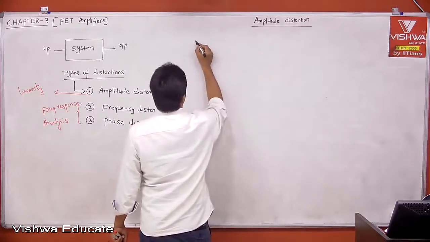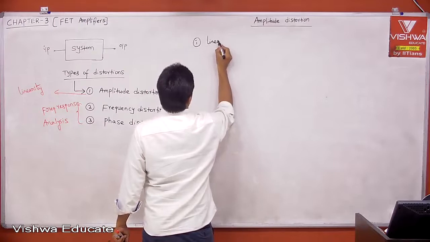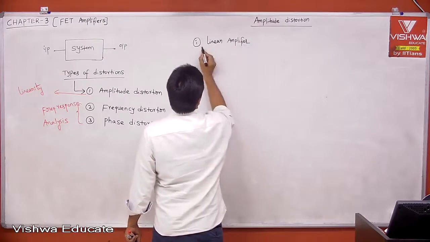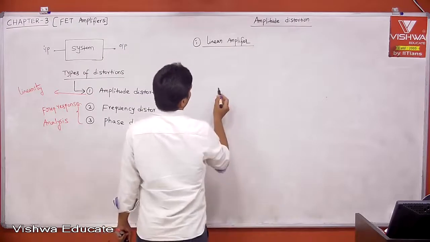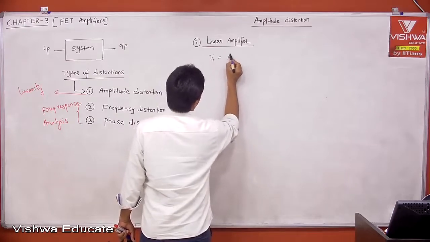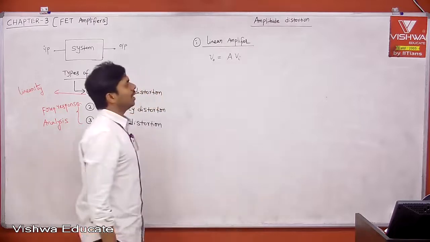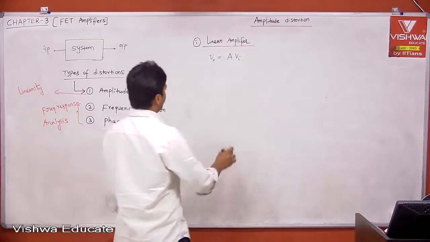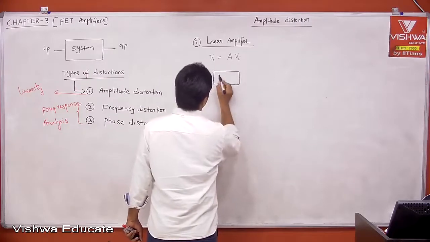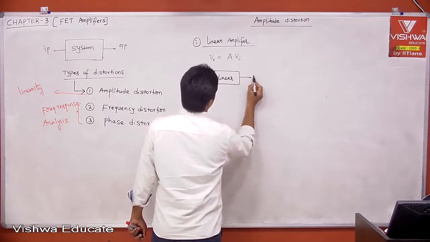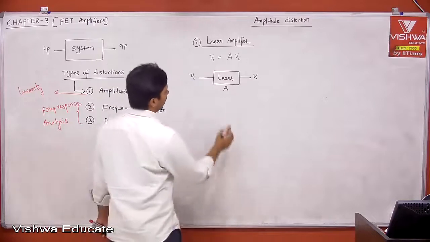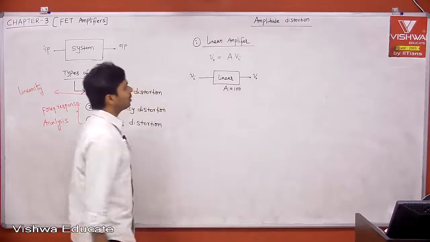Now, let me take case 1, linear system or linear amplifier. Example, a linear amplifier and a non-linear amplifier. What do you mean by linear amplifier? Don't write anything. What is the equation which is supporting linearity between input and output? Can I say V0 is equal to A into Vi? For your understanding, let me take A is equal to 100. This is nothing but a linear system or linear amplifier, with V0 as output and Vi as input, having the gain A. Let us take A is equal to 100 and V0 is equal to 100 into Vi.